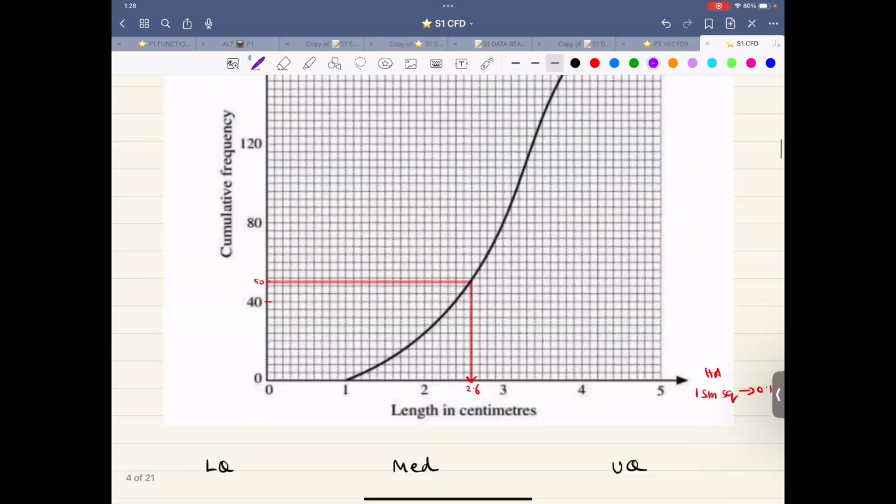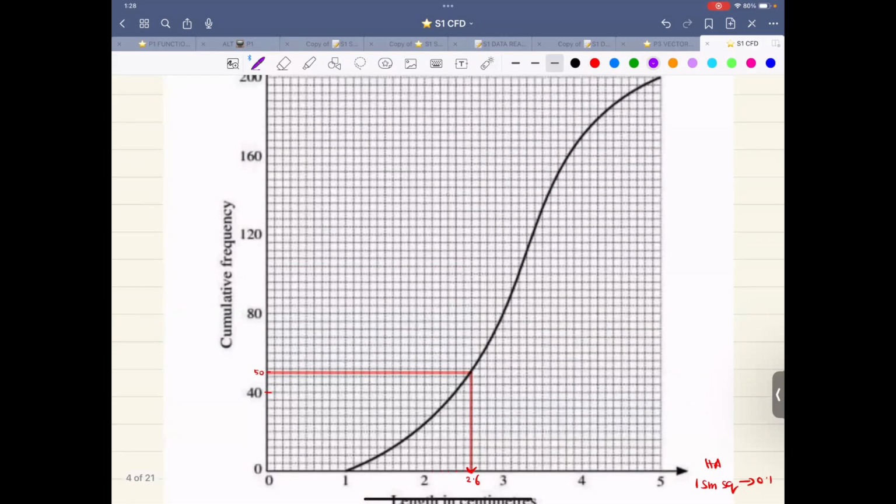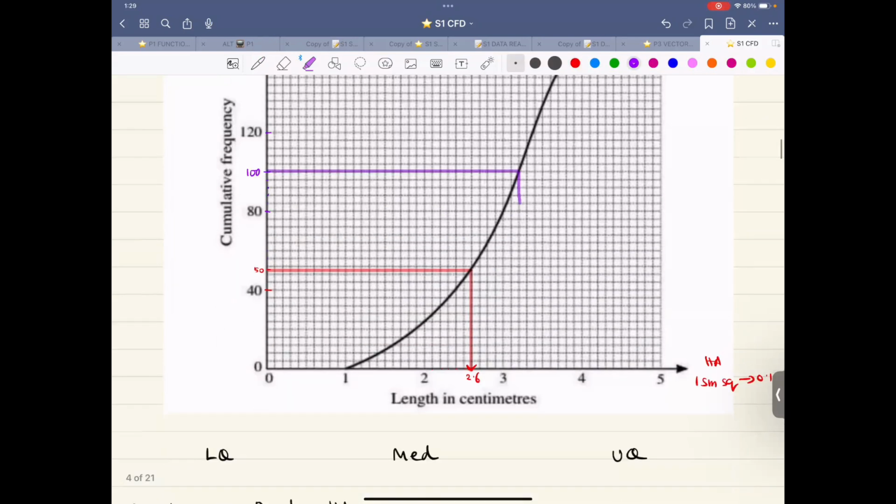So now let's use the vertical axis, read off the horizontal axis, and we will get the upper quartile. So 100. There is 80 over here. There is 120 over here, double check. 84, 88, 92, 96, and this is 100. So now let me choose a purple color marker. Let's go to 100, touch the graph, and then read off the value.